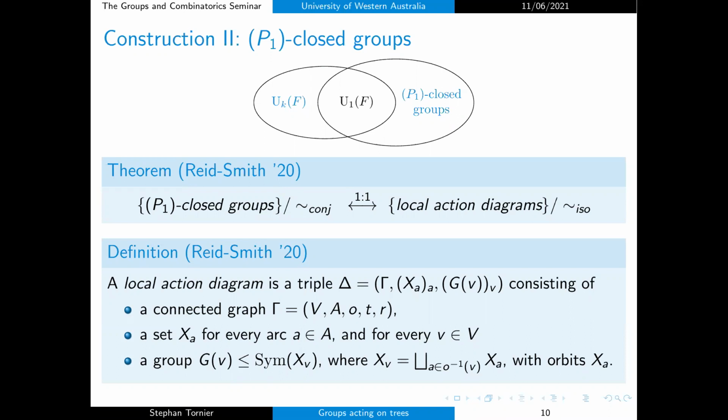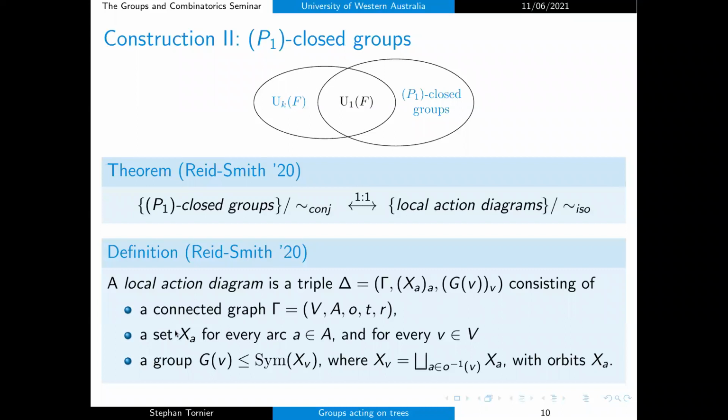So the way this classification works is, how do I get a local action diagram from a P1 closed group? Well, the graph is just going to be the quotient graph for the group acting on the tree. So vertices of this graph gamma are going to be orbits in the tree, and arcs are going to be orbits of arcs. Origin and terminus behave in the way you would think, and so does the reversal map.